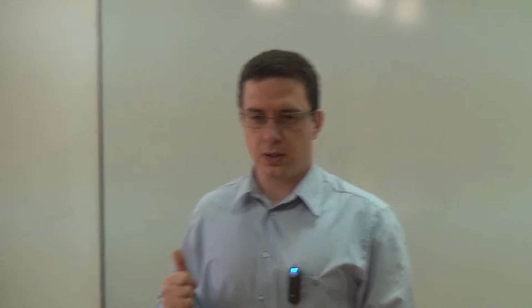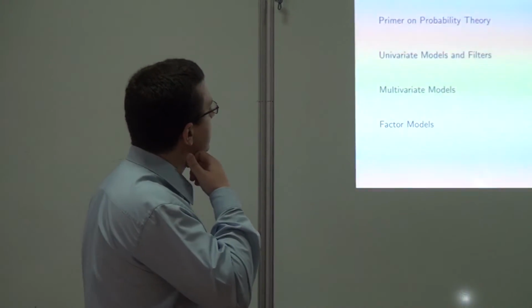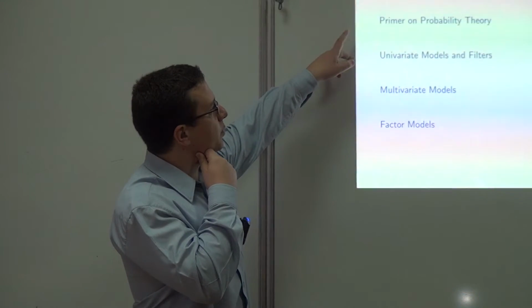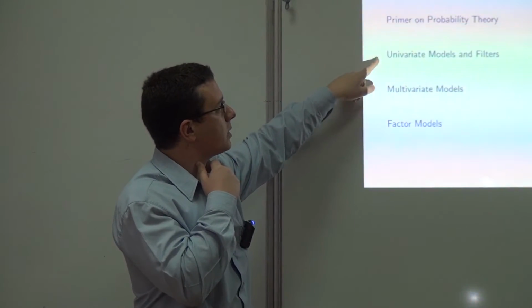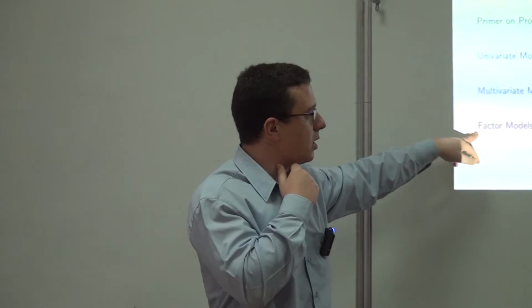But for the first hour or so, we're going to discuss a little bit about statistics and what analyses are performed on financial data. The general agenda is to discuss a little bit about probability theory, just to set up some notions that we're going to need. We're going to discuss univariate and multivariate models, and a little bit about factor models. In the second lecture, we'll see how all of these come together.